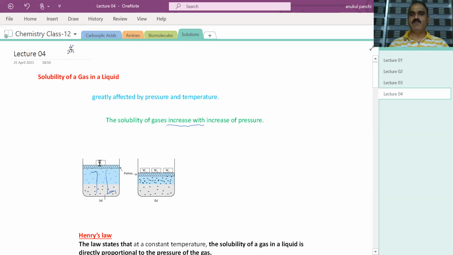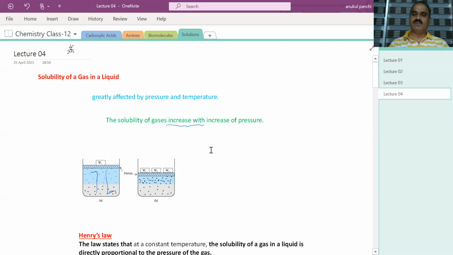Now what happens? If we increase this pressure, the piston will go down. If these gas molecules remain here, gas molecules will come close to each other. Number of collisions among themselves and number of collisions on walls of this container will increase. You know, pressure of a gas is due to collisions made by gas molecules on the walls of container. So pressure of gas will increase.